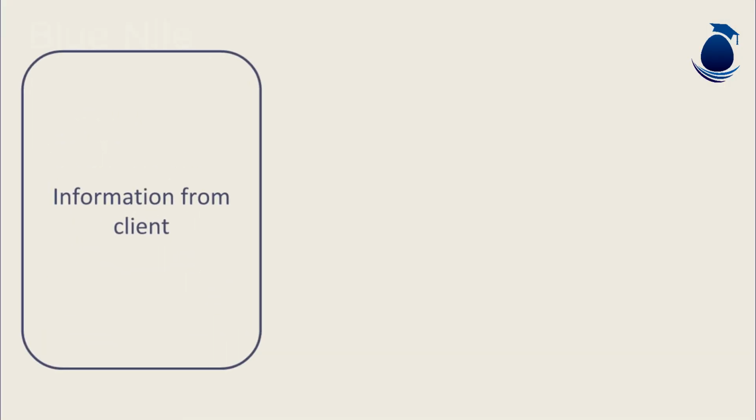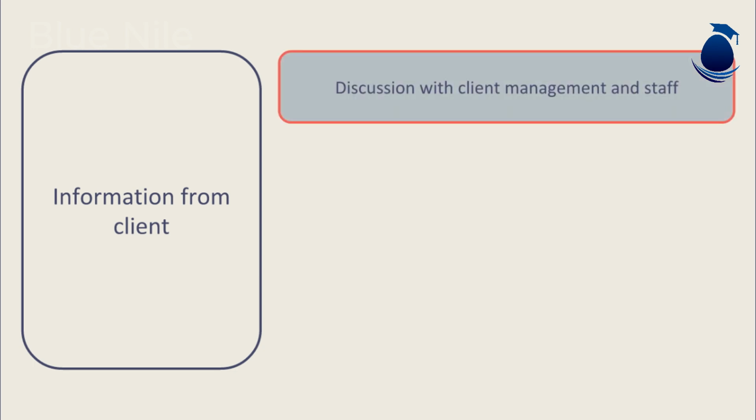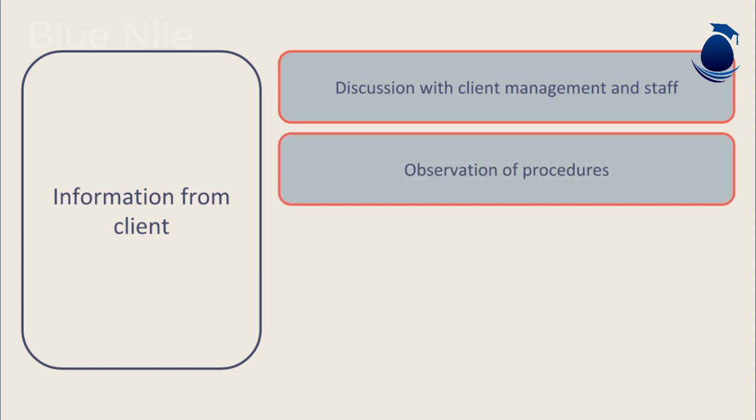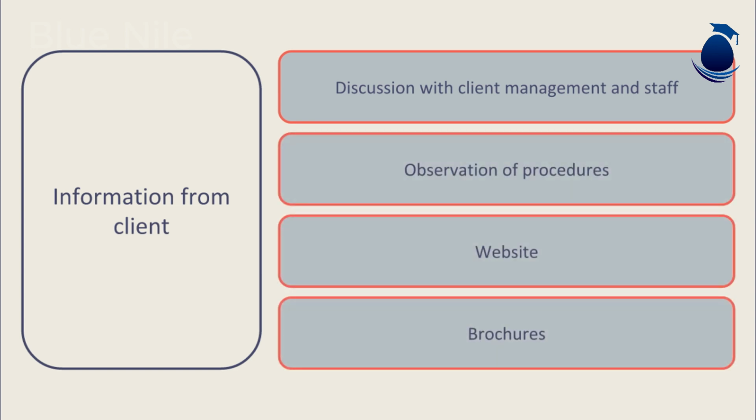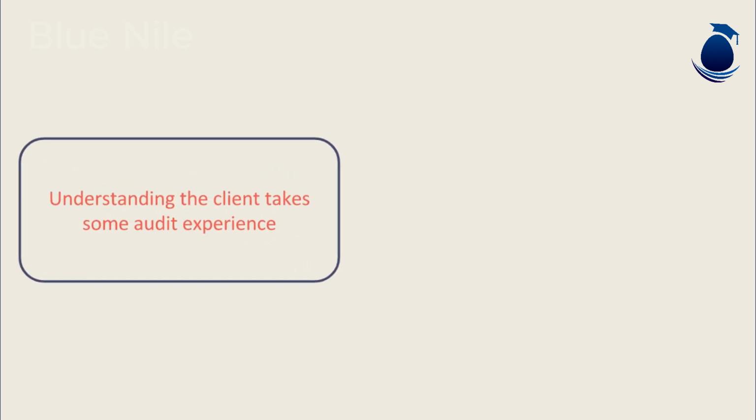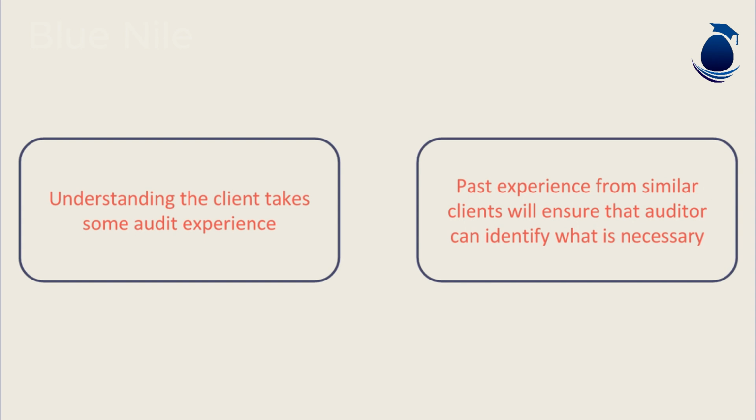Information from the client regarding their systems and controls and any events relevant can be obtained from the following: discussions with client management and staff, observation of procedures, their website, and any brochures. Finally, understanding the client also takes some audit experience. Past experience from similar clients, for example, will ensure the auditor can identify what is necessary for this particular audit.